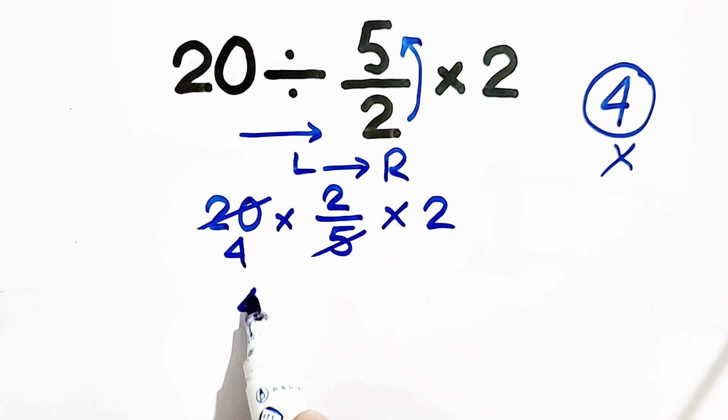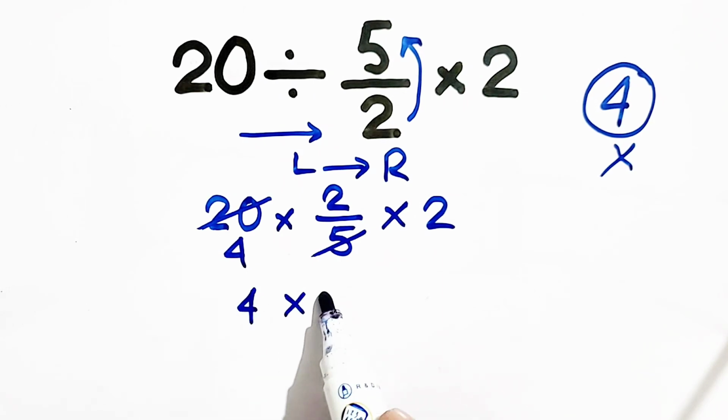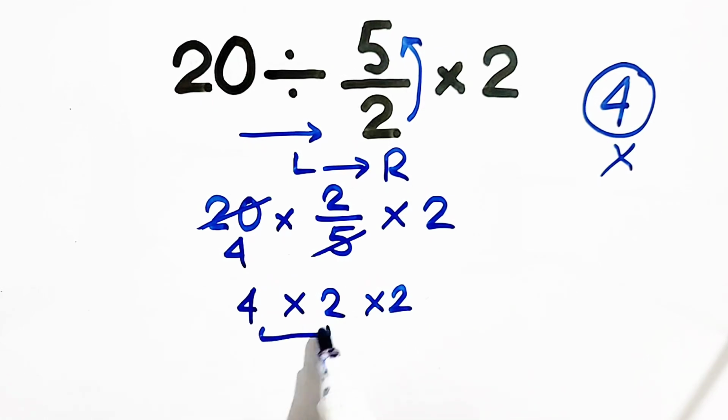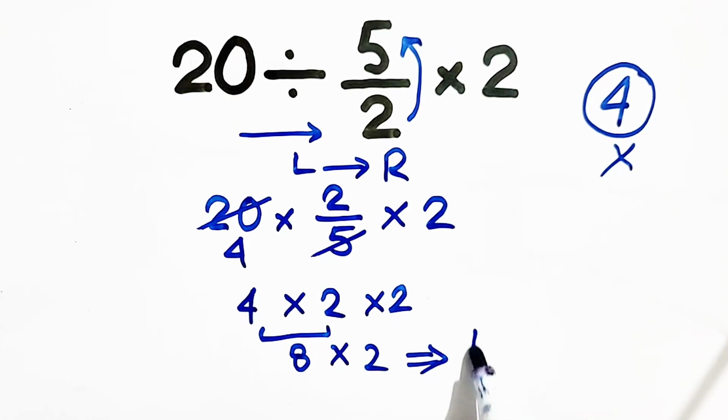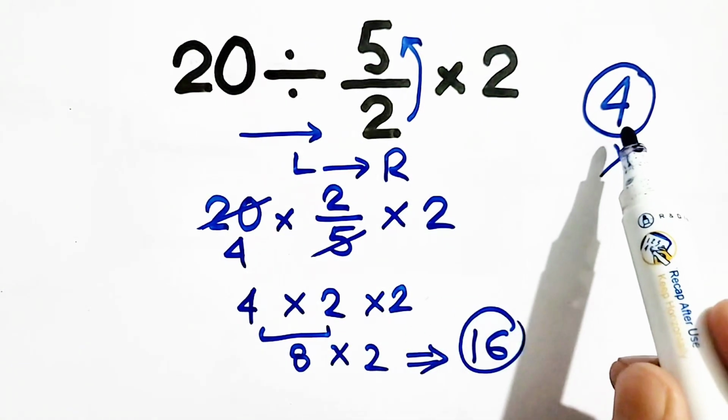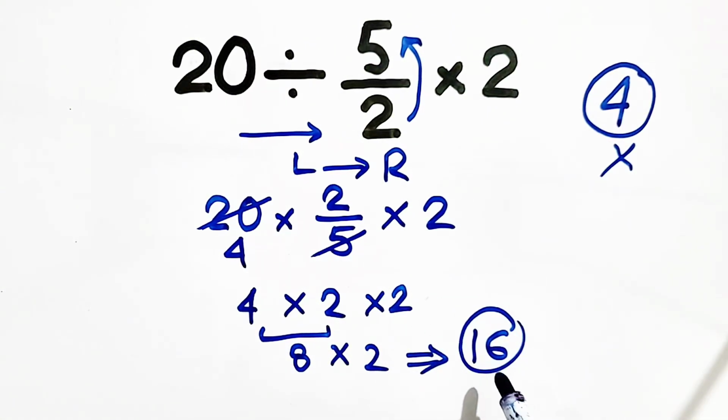Now we have only the single term 4 times 2 times 2, which will be equal to 8 times 2. And finally, we will get 16 as the answer. In the first case, we got 4, and in the second case, we got 16. So which one is correct? 16 is correct because we have followed the PEMDAS rule.